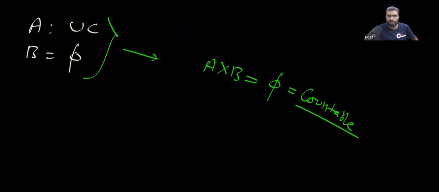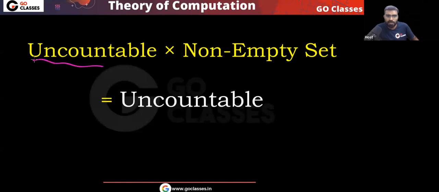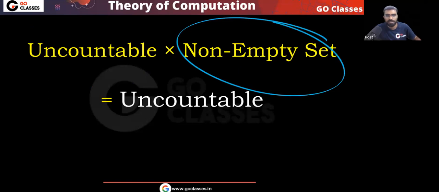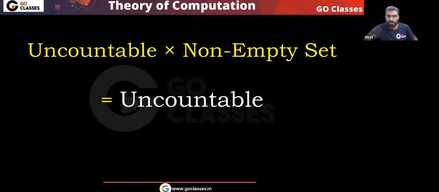Is this clear? So this is the result. Uncountable cross non-empty set will be uncountable, right? Yes or no? So we have seen everything. These are the theorems about countable and uncountable sets. Are you comfortable? Union of countable sets is countable. Cartesian product of two countable sets is countable. Intersection of countable sets is countable. Uncountable minus countable is uncountable.